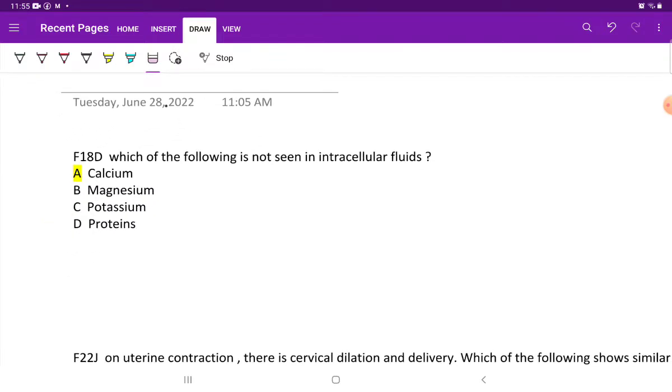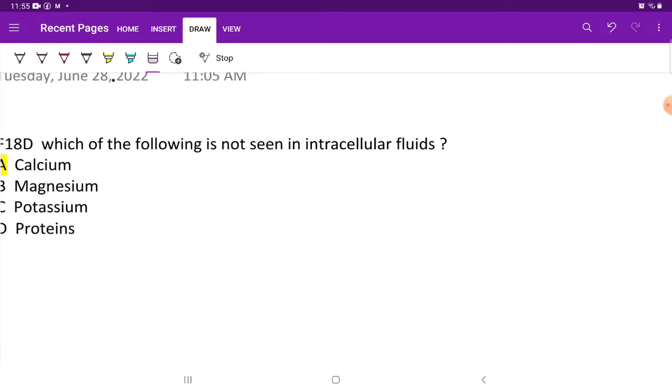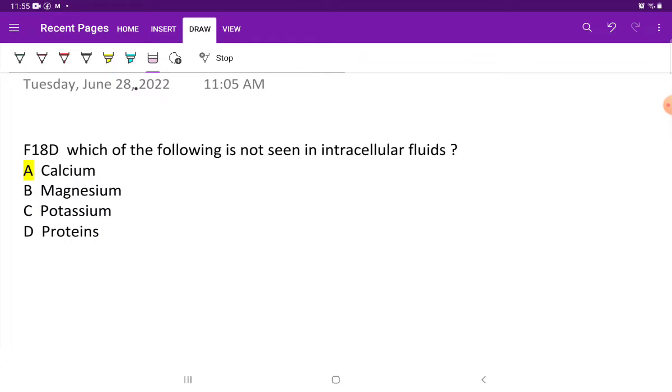The first question was asked in the 2018 December examination of FMGE. Which of the following is not seen in intracellular fluid? Calcium, magnesium, potassium, protein. The answer is calcium.